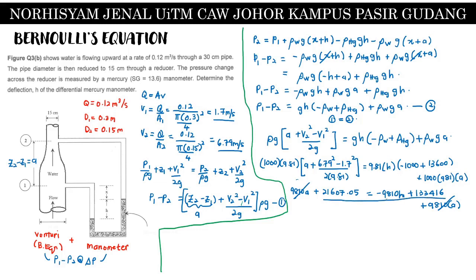Okay, so to get the answer for h, let me put it down here: 21,607.05, and then we bring this to the left side, minus 133,416 equals to negative 9810h. So h should equal to 11.4 meter. So that will be the h for this study.